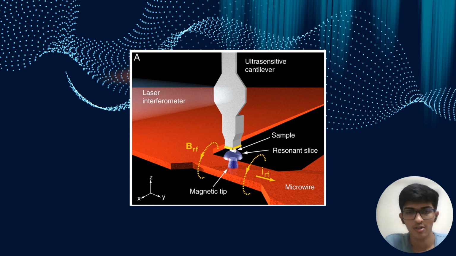Then there is a laser interferometer. It is an optical interferometer which is used to detect minute oscillations of the cantilever caused by the magnetic forces between the resonant spins and the magnetic tip. Thus, the magnetic tip is scanned in 3 dimensions relative to the sample, and the detected forces are used to reconstruct a 3D map of the nuclear spin density within the sample, providing nanometer scale resolution imaging capabilities. So what this setup does is it combines the principle of magnetic resonance imaging with the high spatial resolution and force sensitivity of scanning probe microscopy techniques. So now moving on.